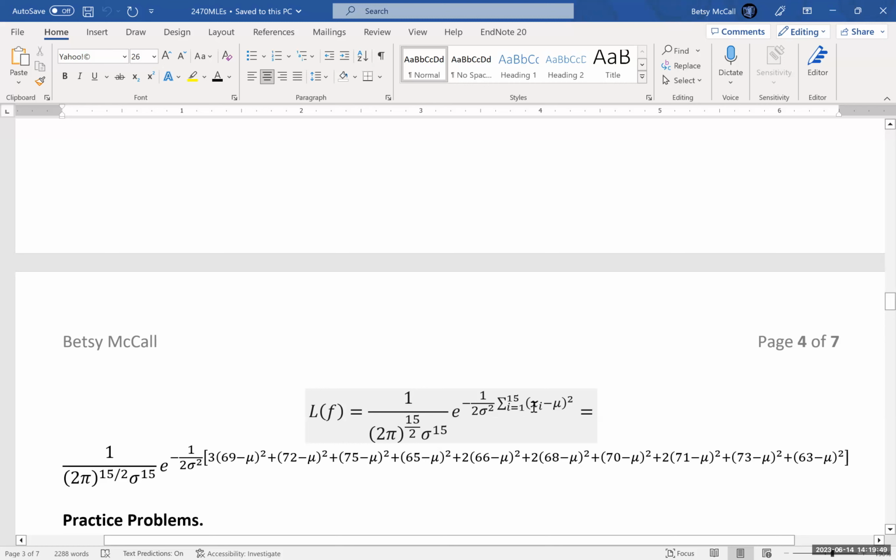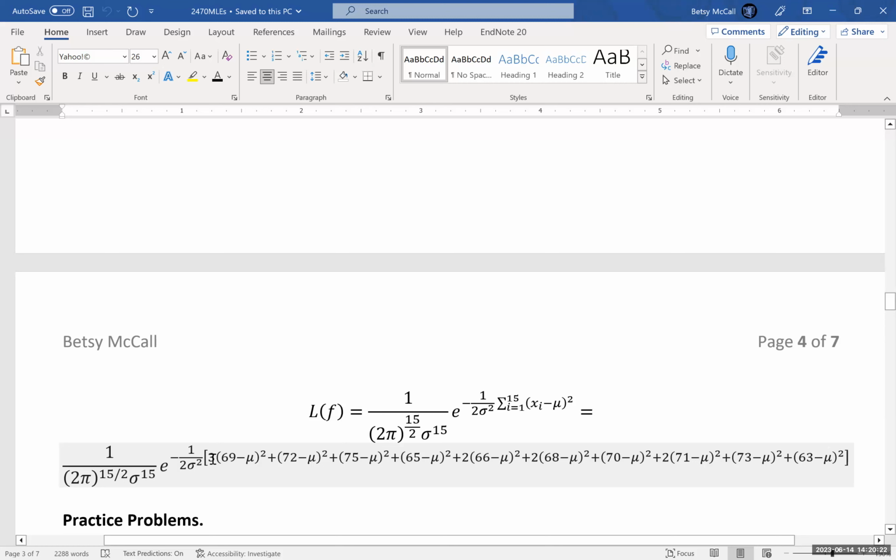Then we're adding up our xi minus mu terms. So adding 69 minus mu quantity squared, and there are 3 of them, so I shortened it a little bit. 72 minus mu quantity squared, 75 minus mu quantity squared. I have 2 66s, so I have 2 copies of those. I have 2 68s, so I have 2 copies of those. Again, the order is not so important as the correct count of things.